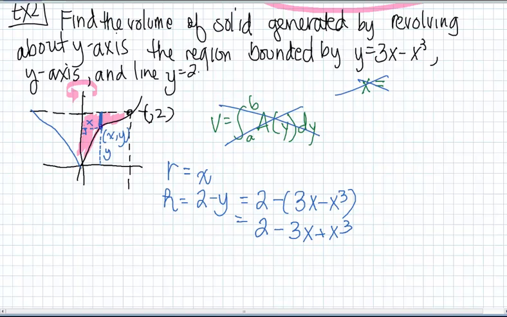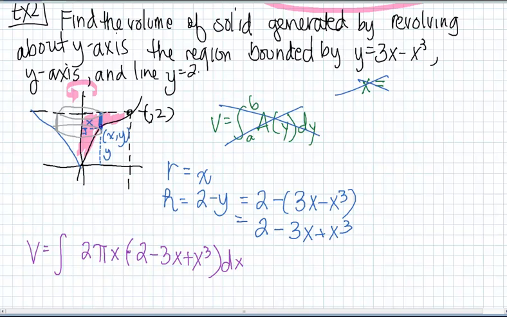And our shells, if you want to see what the shell looks like, it's going to look like this cylinder. So the volume is going to be the integral of 2 pi x, which is our shell radius, times our shell height, which is 2 minus 3x plus x cubed dx.